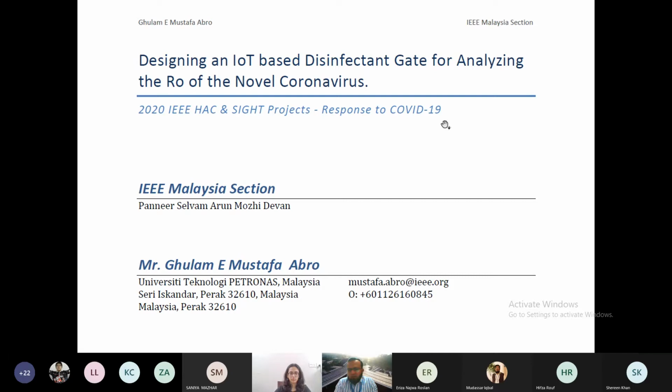At that moment, I was looking at several news channels, and many countries had proposed disinfectant gates. Then I thought, what is the working of a disinfectant gate? Just to sprinkle disinfectants and sanitizers on people entering places? No way, there should be something extraordinary in it.